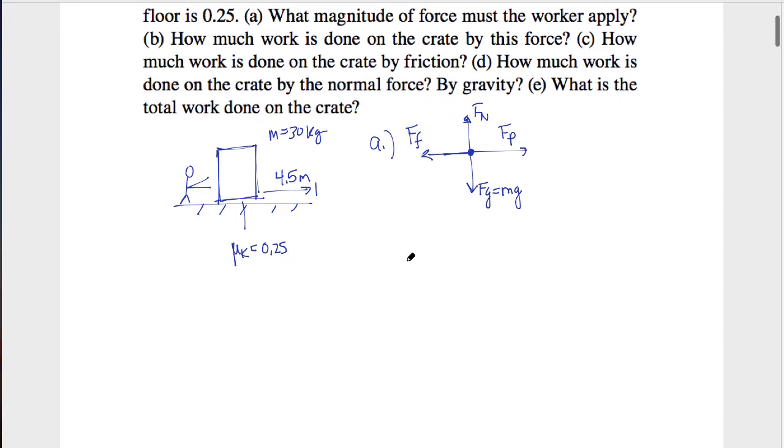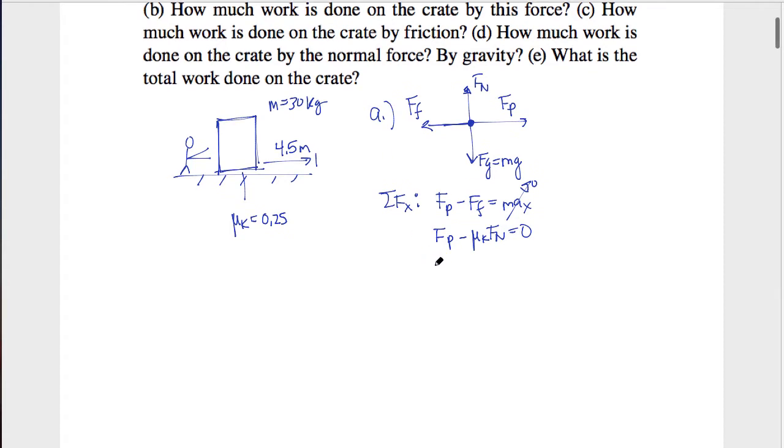So, our application of Newton's second law in the x direction would give us push force minus force of friction equals ma in the x. And this acceleration is 0 since we're moving at constant velocity. So we can rewrite this as Fp minus mu k times the normal force is equal to 0. Next up, we're looking for force push, so I'm going to go ahead and solve this for Fp. And so force push would be mu k times normal force.